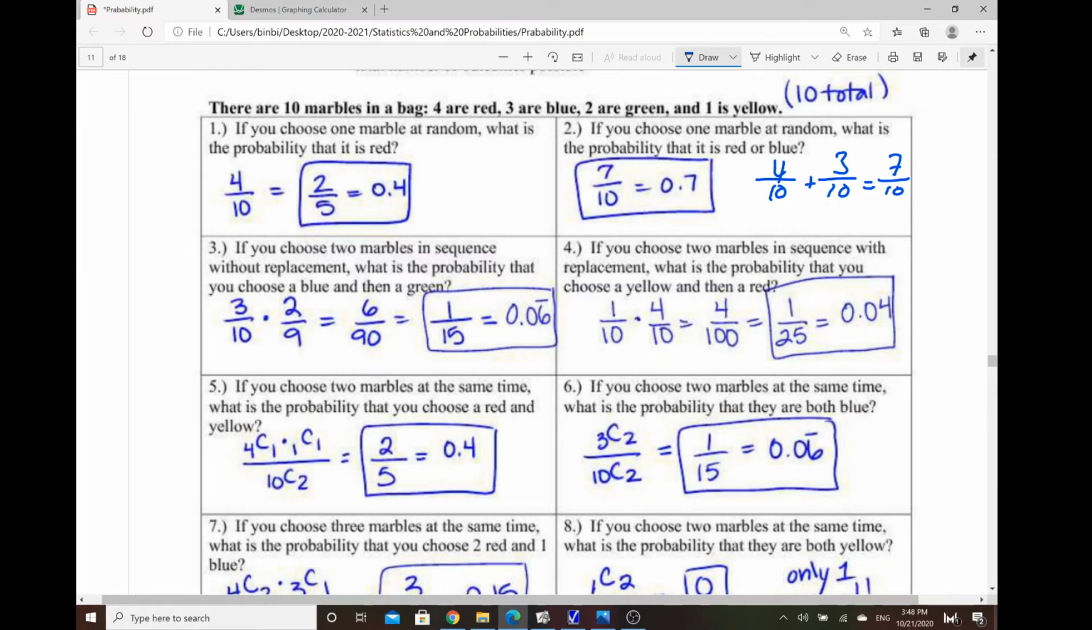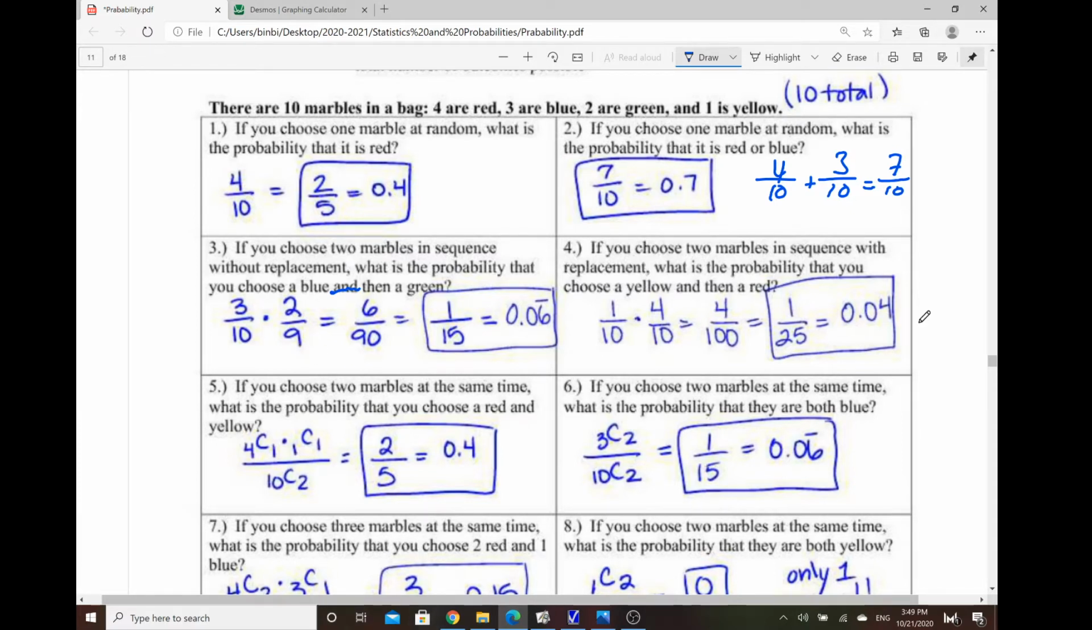If you choose two marbles in sequence without replacement, what's the probability that you choose a blue and then a green? Choosing the blue is 3 over 10. And the keyword here is and, which is considered multiplication, while or is considered addition. Since we picked one, there are only 9 marbles remaining. So 2 over 9 for the green. So 3 times 2 is 6, 10 times 9 is 90. So it's 1 over 15, or 0.06 repeating.